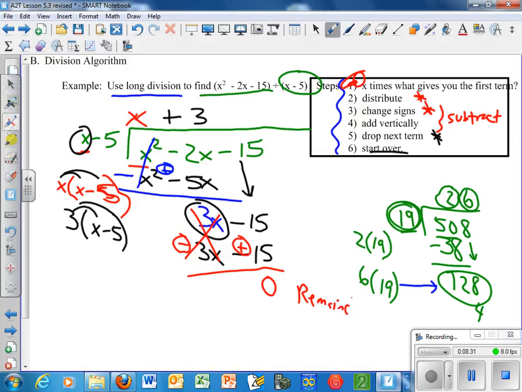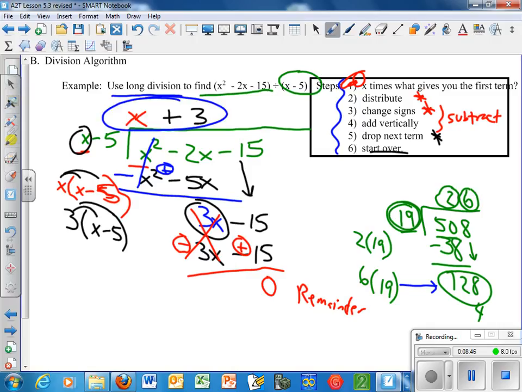Now, in many problems, the remainder will not be 0. In this case, it is. Okay, we'll talk about dealing with the remainder a little bit later. So if the remainder is 0, your answer to the problem is what you have up here.